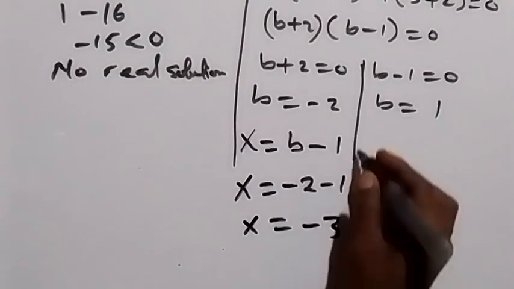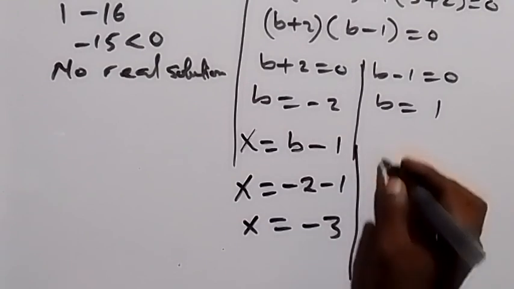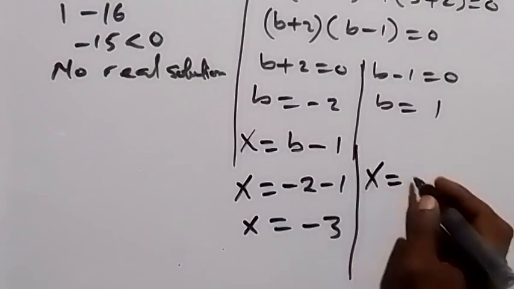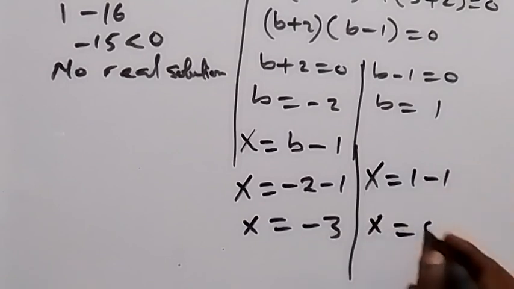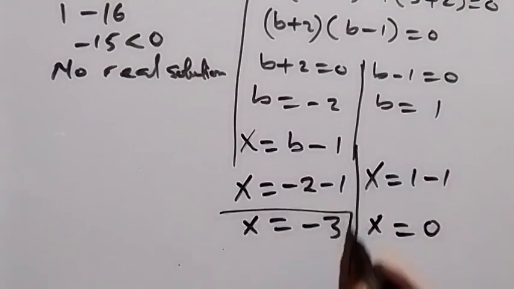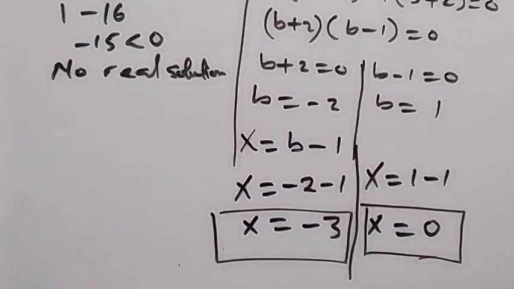Then on this side as well, we have x equals b minus 1. So x here will now be equal to 1 minus 1, so x here will be equal to 0. So these are the two values of x. That is the real solution to this problem. We can check, and when we put these values of x here in the problem given, we discover that it's satisfied.